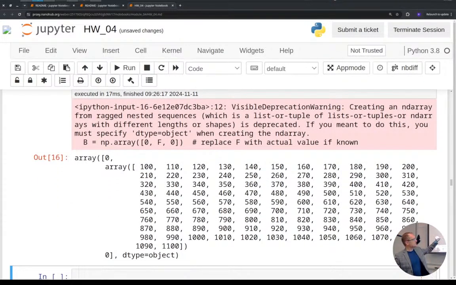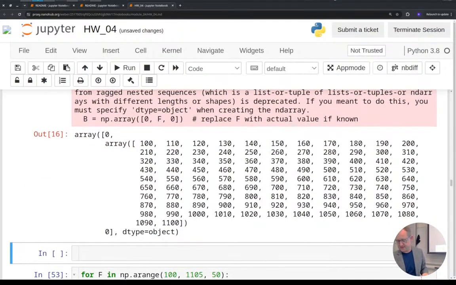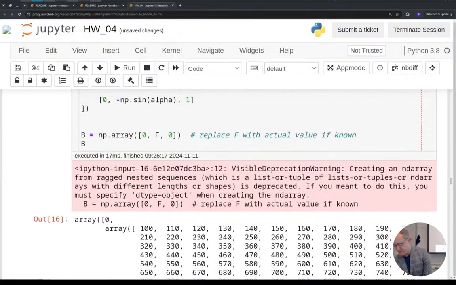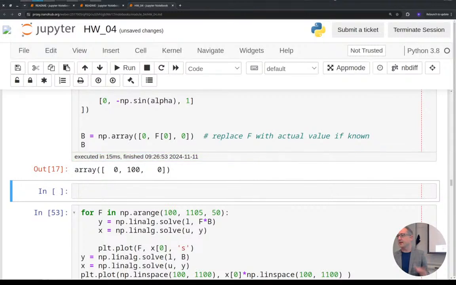whenever it gives you that pink text, it's telling you that it is a warning. So it did something, it did deliver. It created this vector B, or sorry, a one-dimensional array B. But it's kind of a strange way to set it up because there's a 0 and then another array and then another 0, rather than what we had wanted, which was maybe one value at a time, like F0 or something.